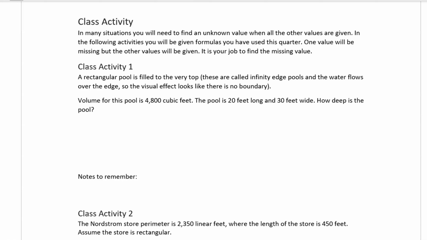It says many situations you will need to find an unknown value when all the other values are given. In the following activities, you will be given formulas you have used this quarter. One value will be missing, but the other values will be given. It is your job to find the missing value. The first activity says a rectangular pool is filled to the very top. These are called infinity edge pools, and the water flows over the edge so the visual effect looks like there is no boundary. The volume for this pool is 4,800 cubic feet. The pool is 20 feet long and 30 feet wide. How deep is the pool?